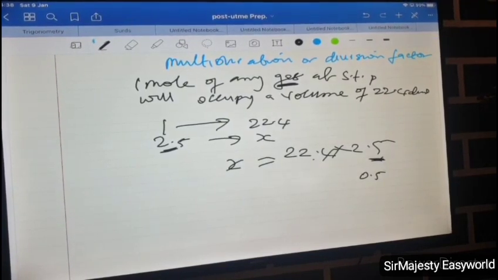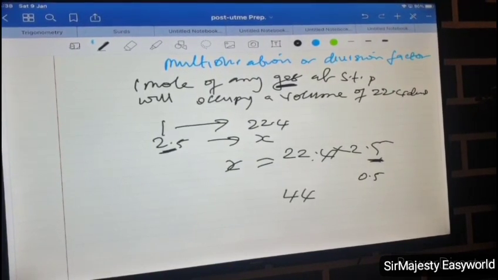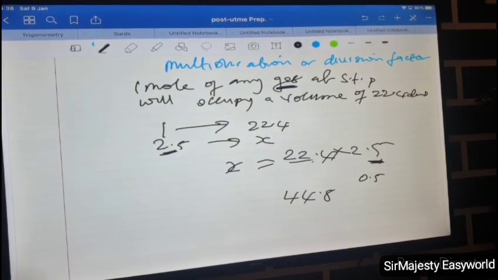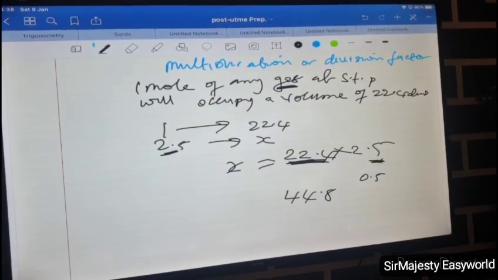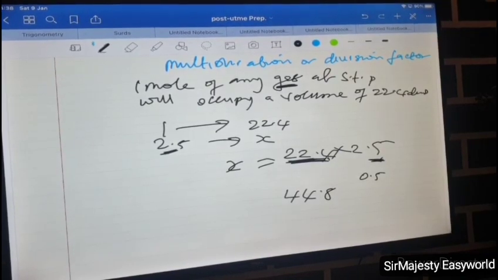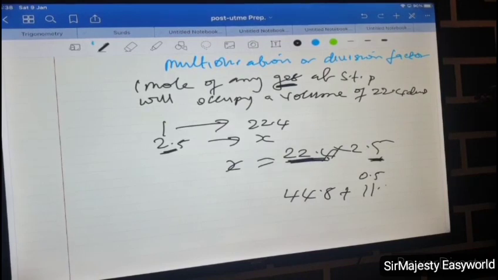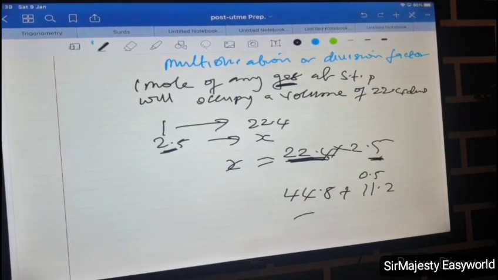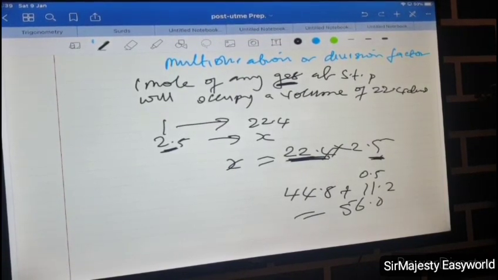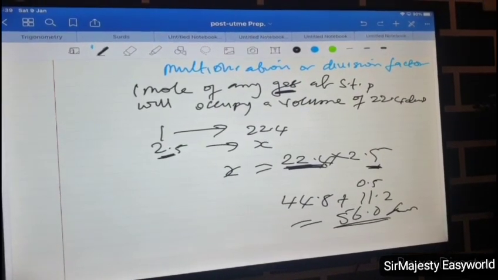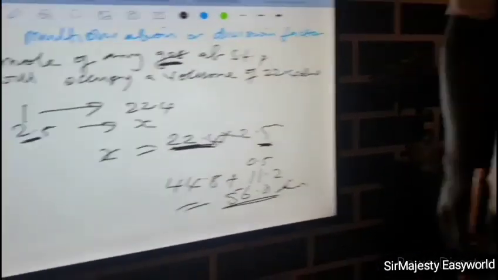So what we have, 22.4 times 2 will give you 44.8. Then this half means get the half of this number. Half of 22 is 11. Half of 4 is 2. So you add it again to half of 22.4, which is 11.2. And by so doing, you have exactly 56.0 dm cube. So with this idea, you can solve some questions and you don't waste your time. You come out immediately from the hall.